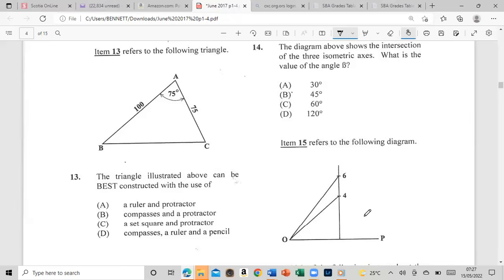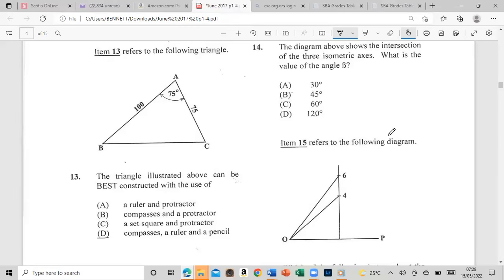Item 13 refers to the following triangle, and it gives us the 100, the 75, and so on. It says the triangle illustrated above can be best constructed with the use of A, a ruler and protractor, B, a compass and a protractor, C, a set square and a protractor, or D, a compass, ruler, and a pencil? And that is D.